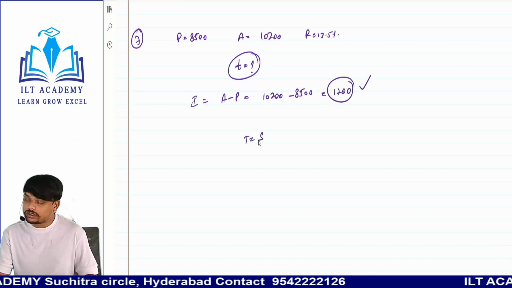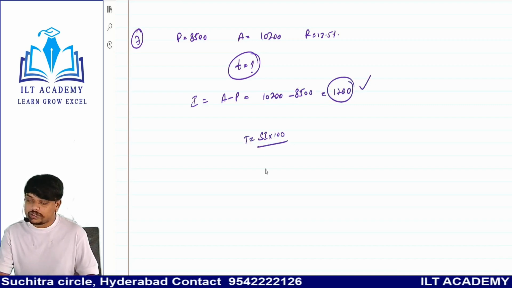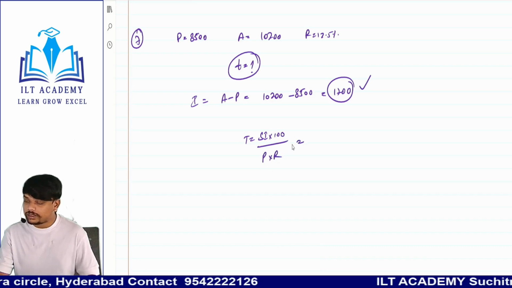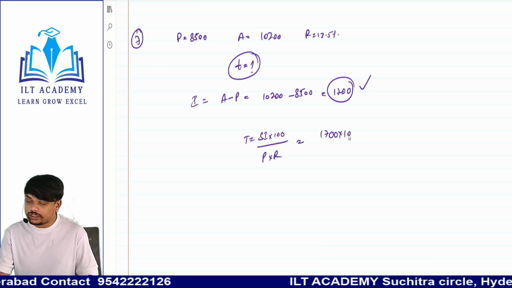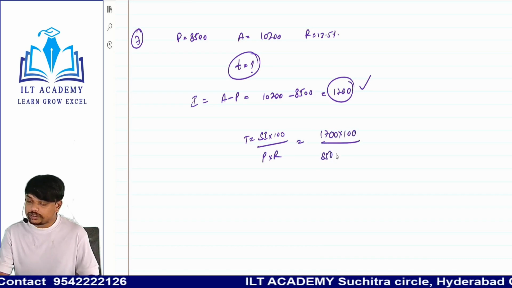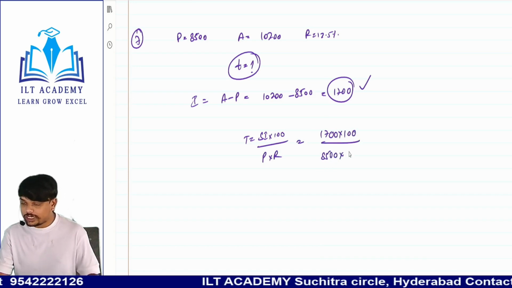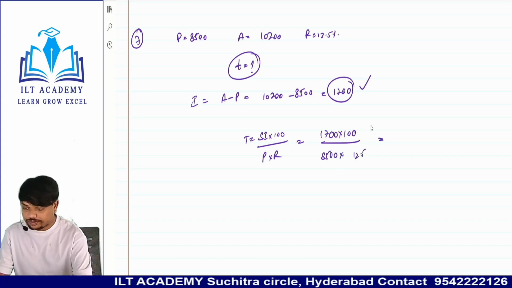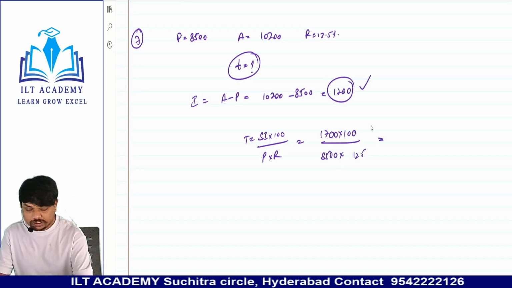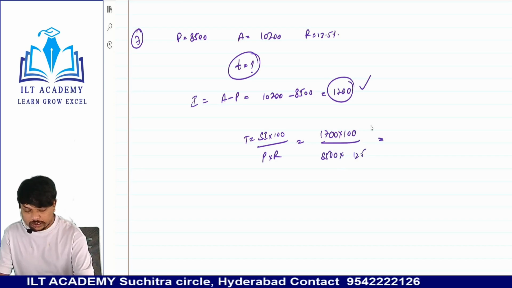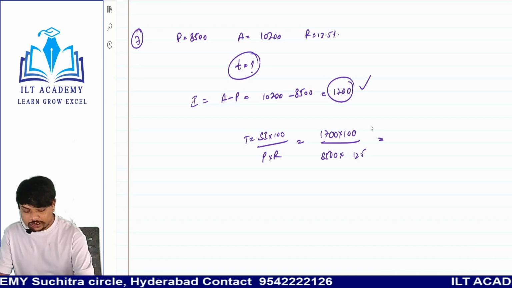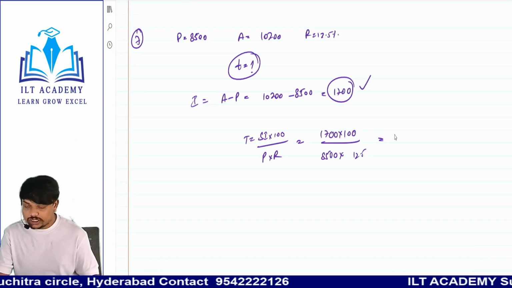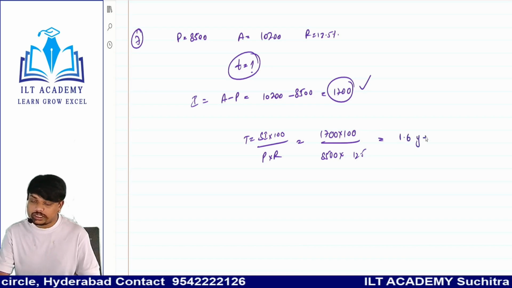So time is equal to simple interest into 100 divided by principal into rate. So 1,700 into 100 divided by 8,500 into rate. Rate is what? 12.5. So which is 1,700 into 100 divided by 8,500 divided by 12.5, which is 1.6 years.